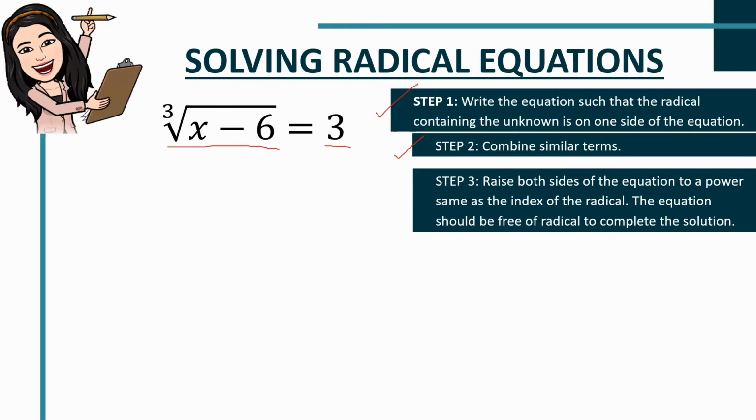Then, in the step number 3, we have to raise both sides of the equation to a power the same as the index of the radical. So, what is the index of our radical? Okay, we have 3. So, ibig sabihin, itong dalawang terms should be raised to the power of 3. Okay, i-raise natin to the power of 3. So, this term will be cube root of x minus 6 raised to the power of 3. Of course, as well as yung 3.